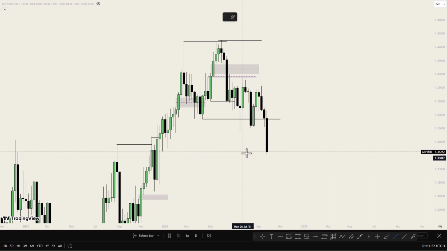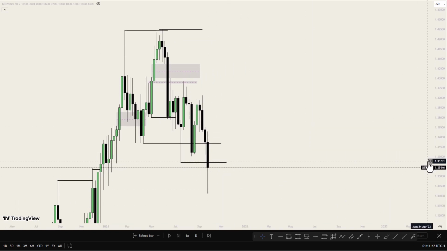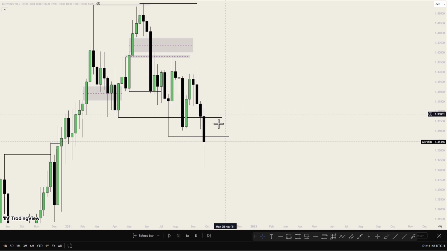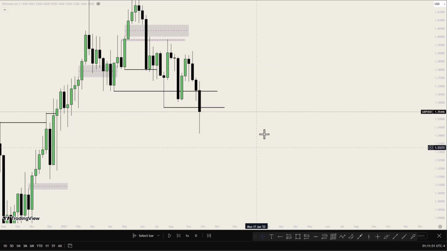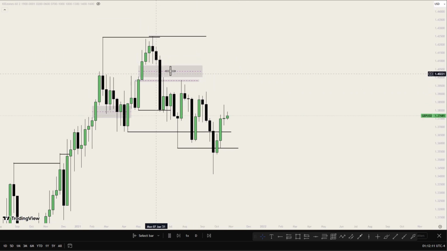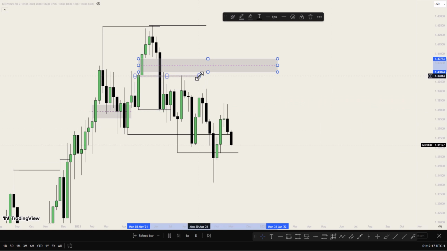So we see price taking out external range liquidity here. So after taking out this external range liquidity, do we have an internal range liquidity in form of fair value gap? No, we don't have it. So price needs to create an internal range liquidity for us to have a clear direction. Now, because this is the only fair value gap we have, if price should close above it and have a retest for an inverted fair value gap, then price will continue bullish. But so far, we don't have that.